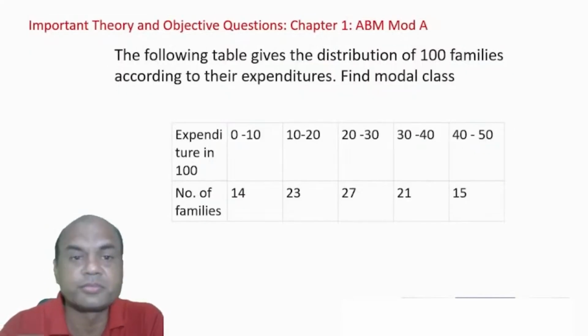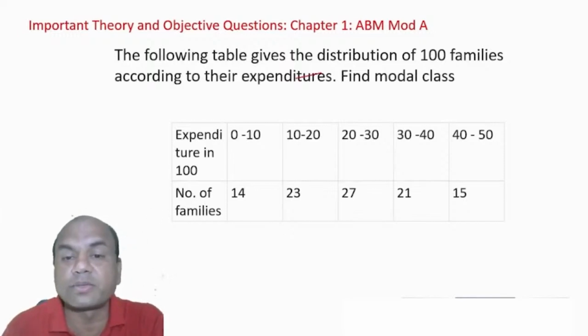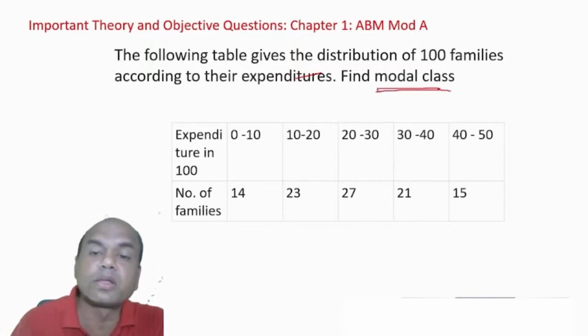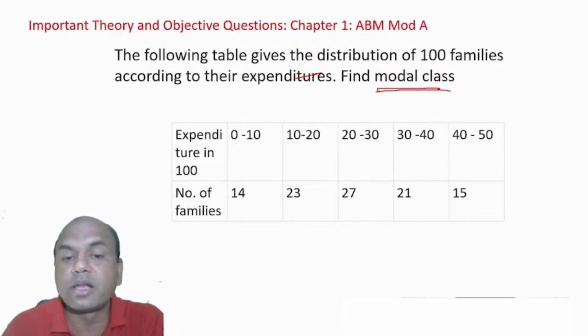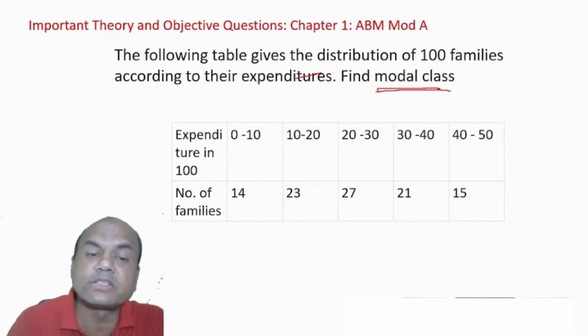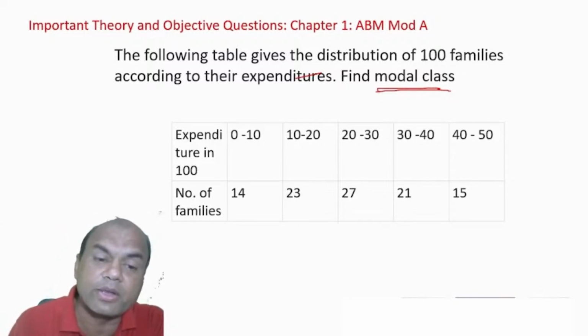I'll tell you. The following table gives the distribution of 100 families according to their expenditures. Find the modal class. We want the mode over here. So this is the expenditure: 0 to 10, 10 to 20, 20 to 30, and so on, and this is the number of families. So which is the frequency over here? Tell me, which is the frequency? Number of families means how many families have an expenditure between 0 and 10. So this becomes the frequency.